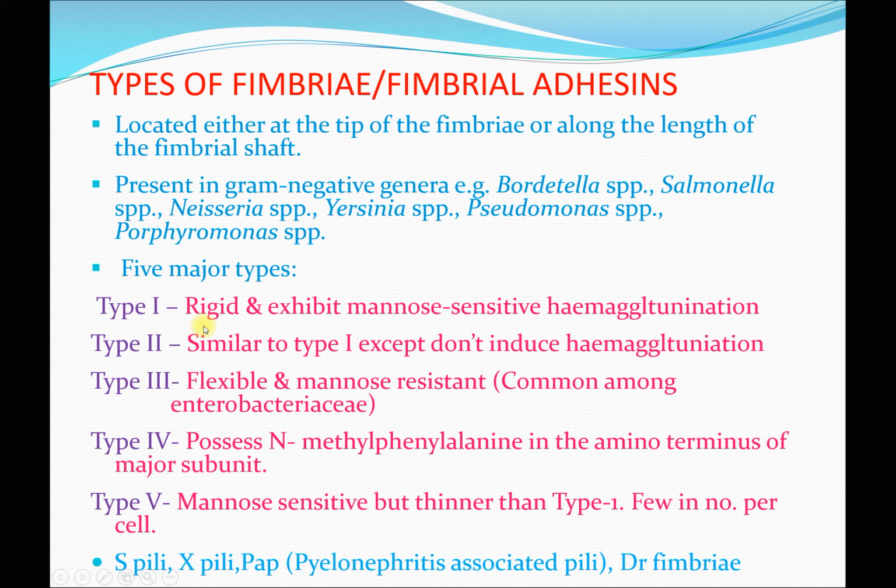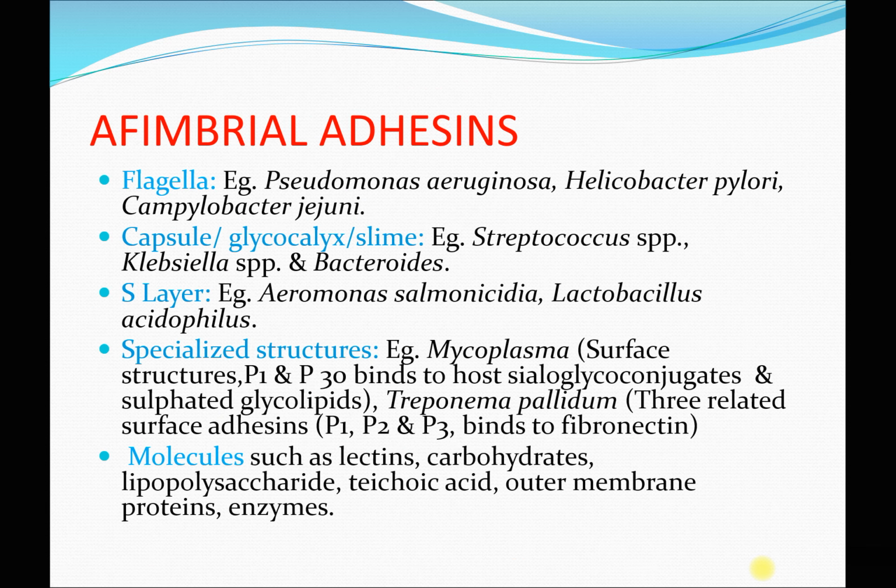These fimbriae differ with respect to rigidity or flexibility or on the basis of the process to agglutinate the RBC cells. In addition to type 1 to type 4, 5 fimbriae, there can be the S pili, X pili, the PAP pili, pyelonephritis associated pili, or Dr fimbriae present in the bacteria which can function as the adhesins.